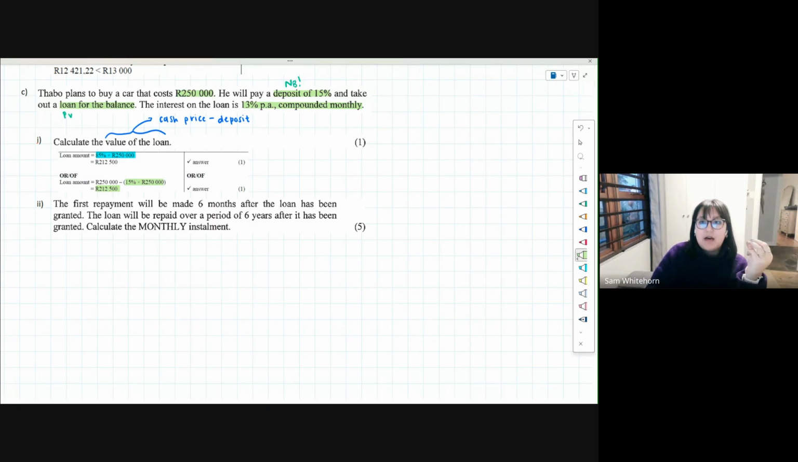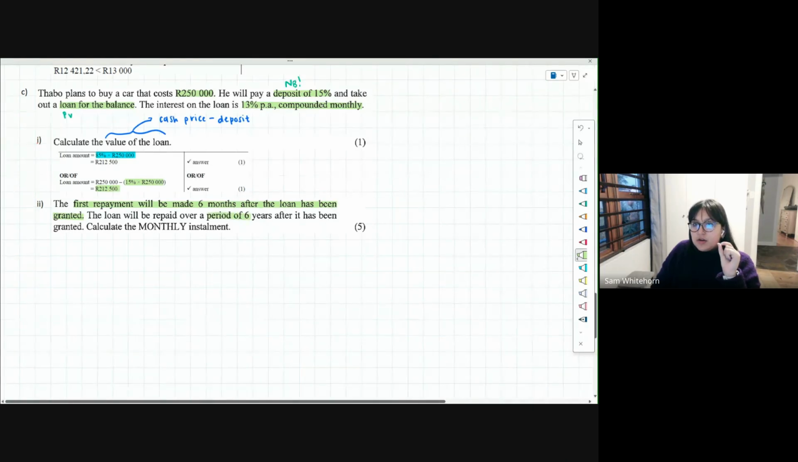Right. The next question is now this chunky question. So it's a 5-marker. It says, the first repayment will be made 6 months after the loan has been granted. We're going to come back to that sentence in a second. The loan will be repaid over a period of 6 years after it has been granted. Calculate the monthly installment. Okay, so we're going to come to the first sentence in a second. I'm jumping to the second.